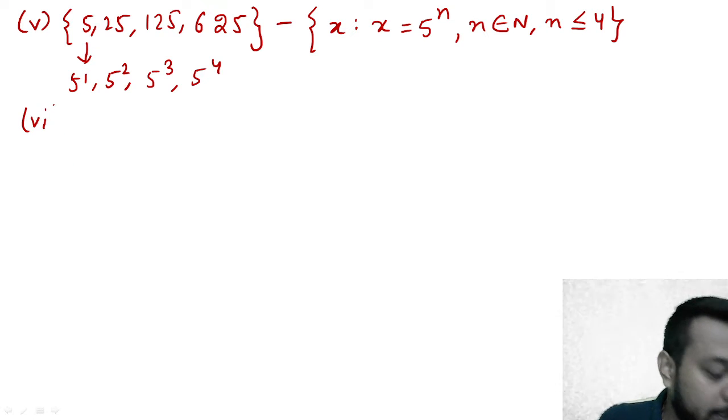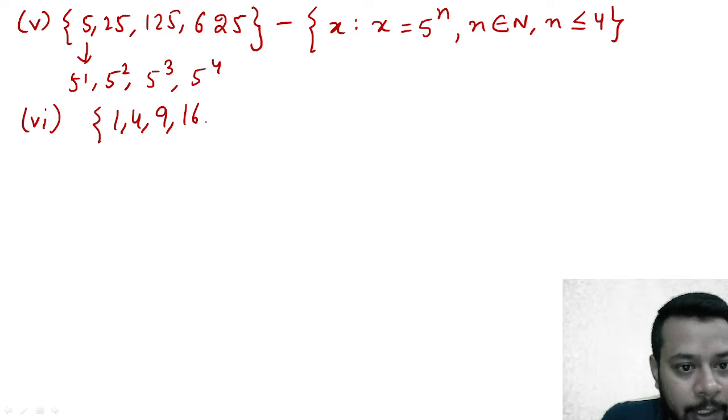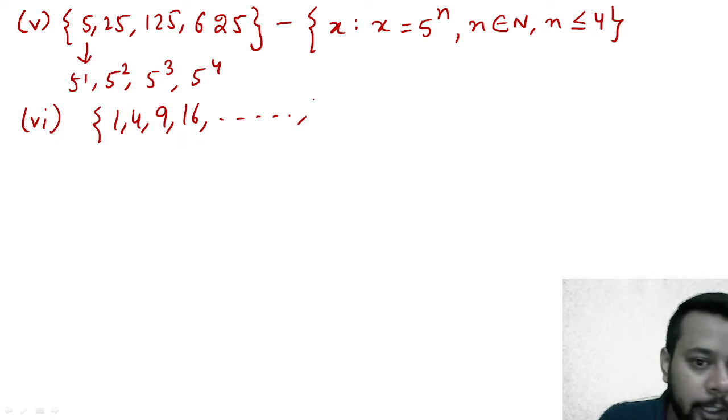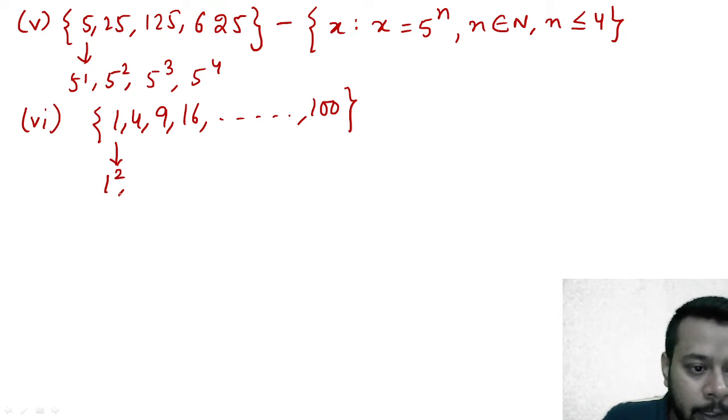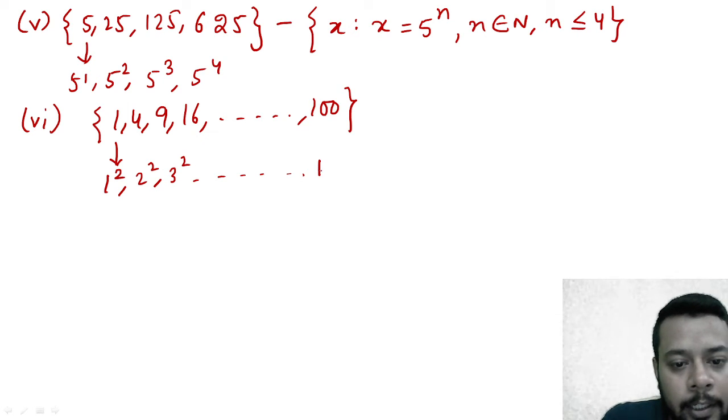Coming to sum number 6: 1, 4, 9, 16, dot dot dot till 100 has been given. So clearly it is seen what it is. It is 1 square, this one is 2 square, this one is 3 square and so on till 10 square, right?